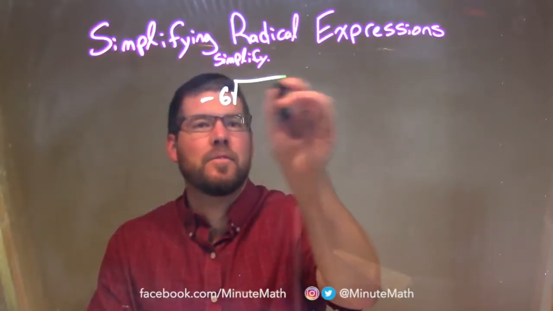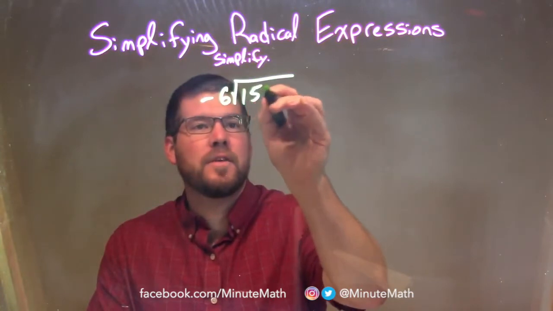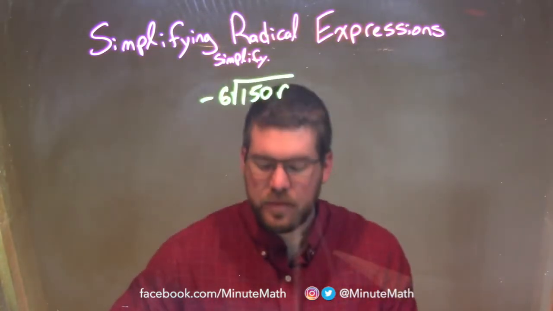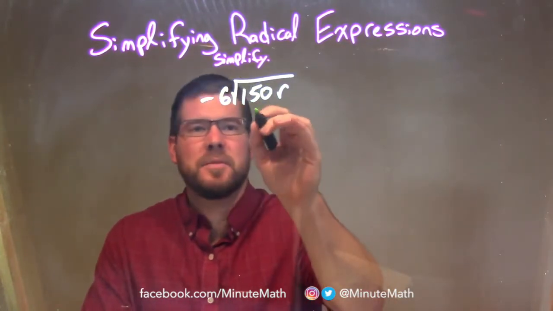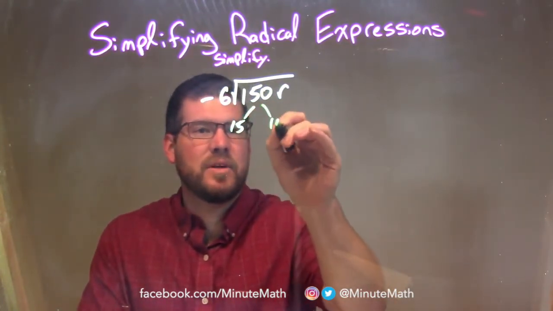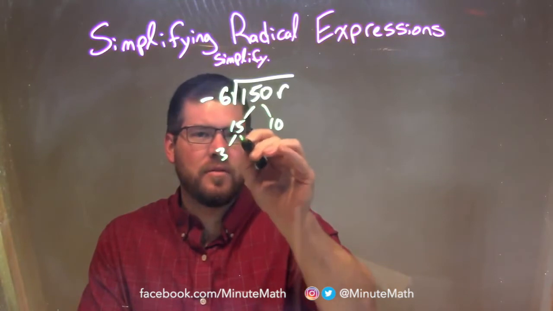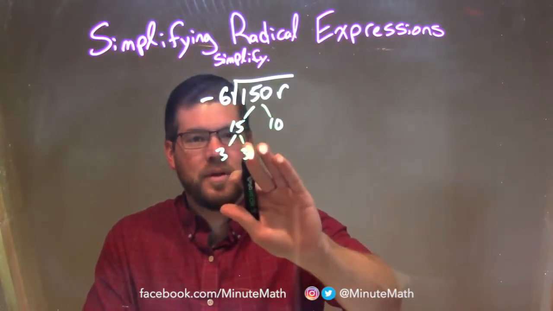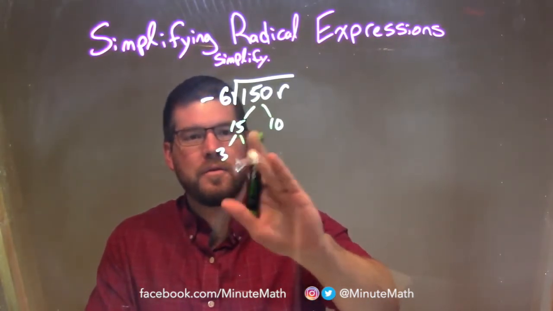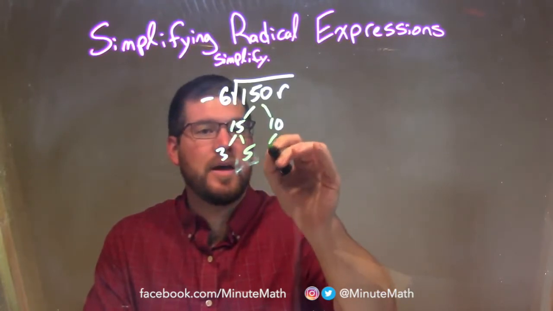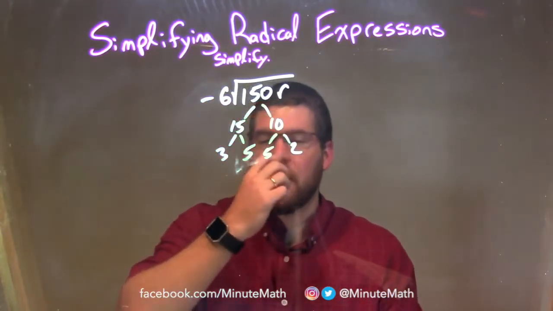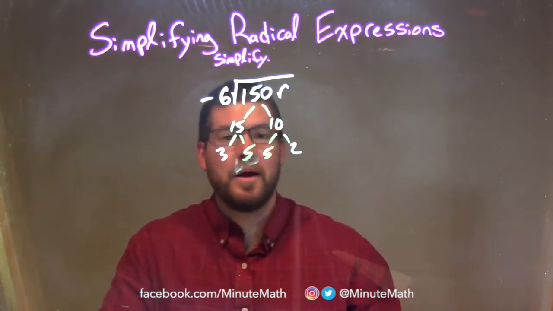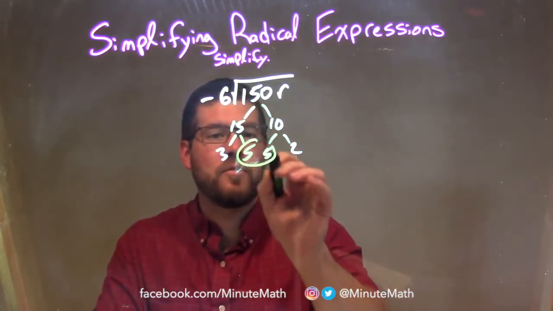Negative 6 times the square root of 150r. Okay. Well, 150, I need to break that down. Well, 150 can be really, what, 15 and 10? Pretty easy to see. 15 is 3 and 5, and 10 is 5 and 2. Okay? So now, r is just by itself. So now we have to find our pairs. The only pair I see is a pair of 5's.